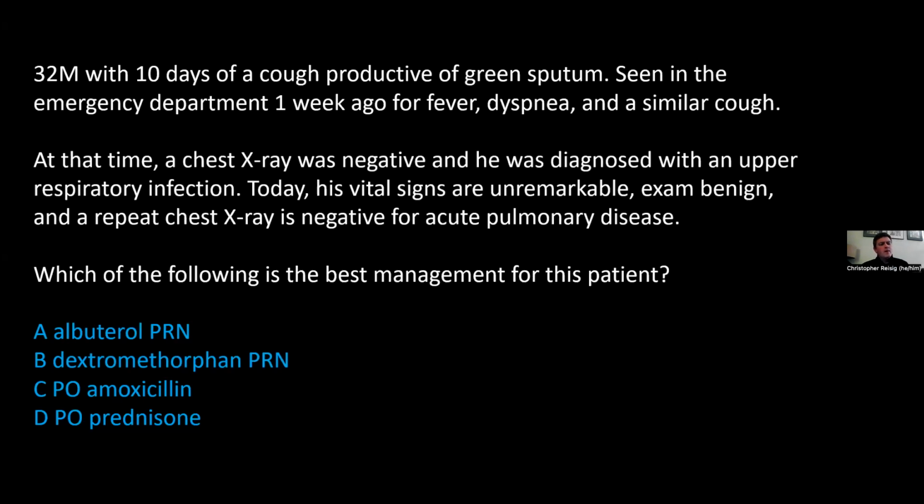Okay. By contrast, here's just a healthy 32-year-old guy with a week of fever, dyspnea, similar cough. He's got a negative chest X-ray, but he just keeps coughing and coughing and coughing. What do you want to do for him? And the answer here, because it sounds like he has what everyone in New York has right now, which is a bronchitis, is to treat his cough with some dextromethorphan.